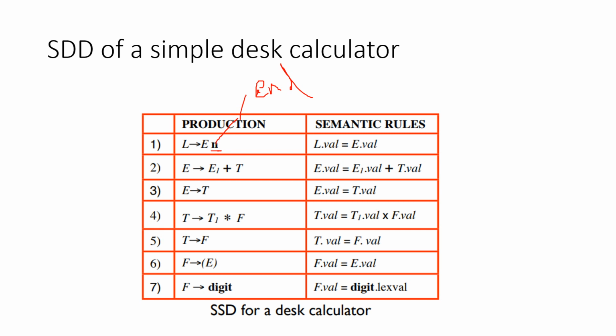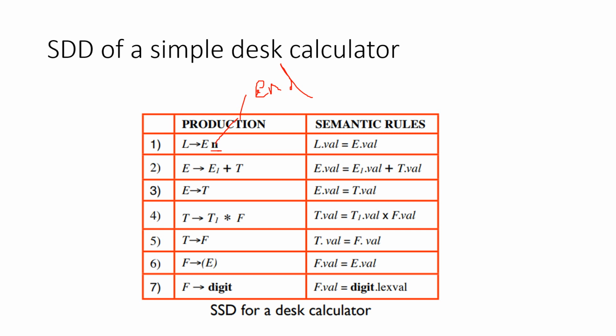To distinguish them, we have E1. Then E tends to T. To distinguish parent and child, we have E and E1. E tends to T. T tends to T1 star F. T tends to F. F tends to E, and F tends to digit.